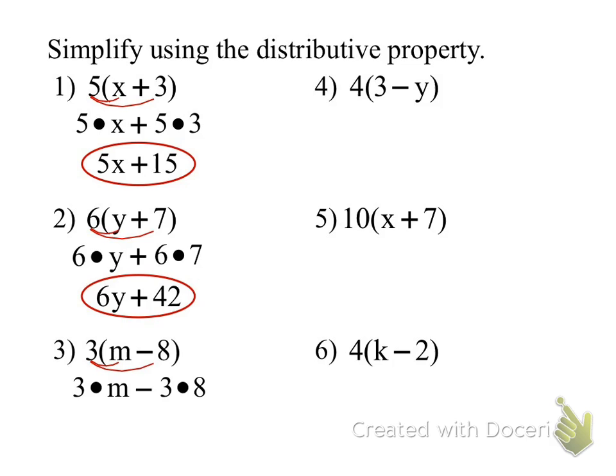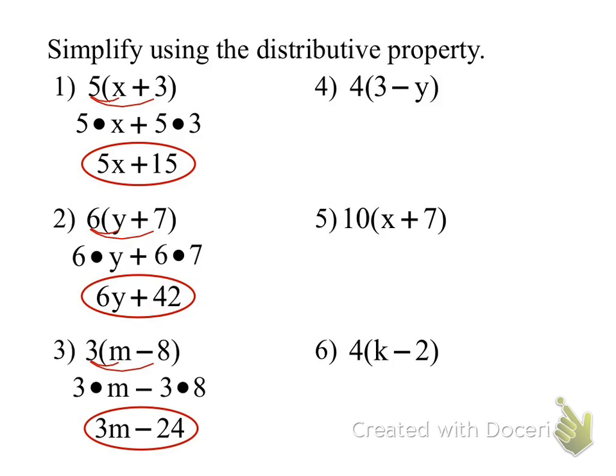And what do you get? 3 times m is 3m, and 3 times 8 is 24. And so the final answer will be 3m minus 24. 3m minus 24. Perfect. Okay, next one, number 4, please.